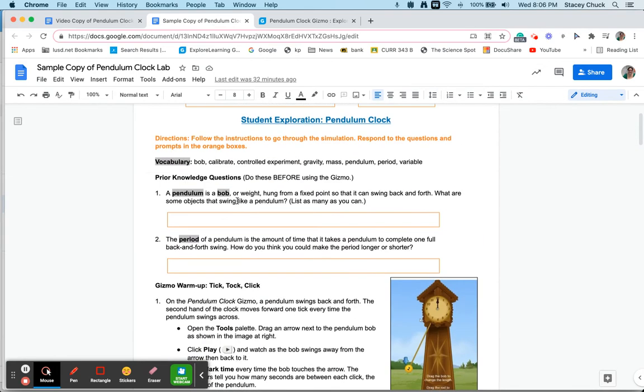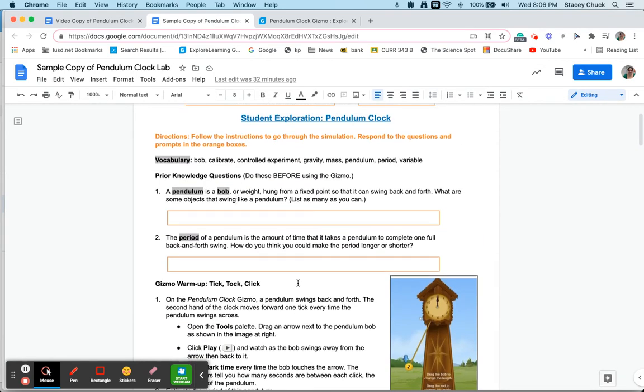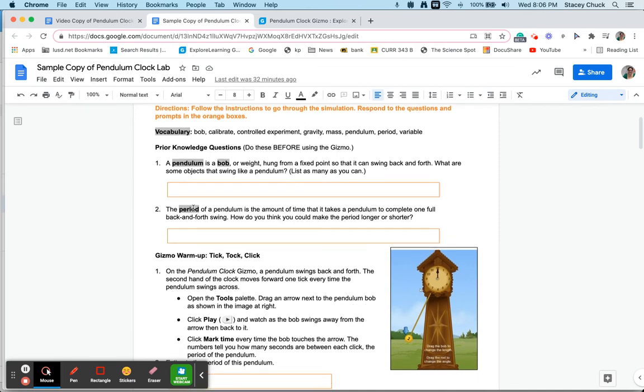So first off, we talked about these first two questions together. The first question is, what are some examples of a pendulum? We came up with a child swing. Many of you also came up with a wrecking ball. I am drawing a blank on some of the other ones, but some good ideas.